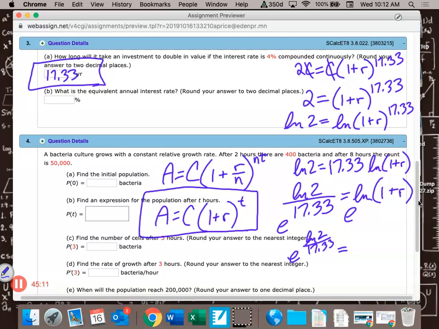Okay, so E to the ln of 1 plus r is just 1 plus r. E and ln cancel each other out. So 1 plus r. So my r is E to the ln2 over 17.33 minus 1. Now they want this written as a percent, so I can tell you, because I remember from my last period, I got r of around 0.0408. So I had to enter it as 4.08. They want it as a percent rounded to 2 decimal places. They mean two decimals after you've written it as a percent.